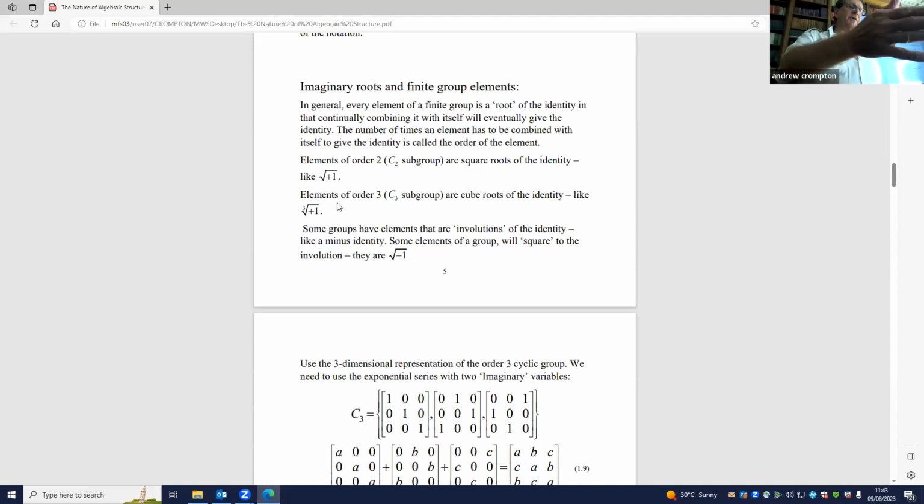So within C4, you get a permutation, you combine it with itself, you get the involution of the identity. You combine it with this, that's like equivalent to minus one. You combine it with itself again, and you get back to the identity. So it's like a fourth root of plus one or a square root of minus one. We'll use a three-dimensional example.